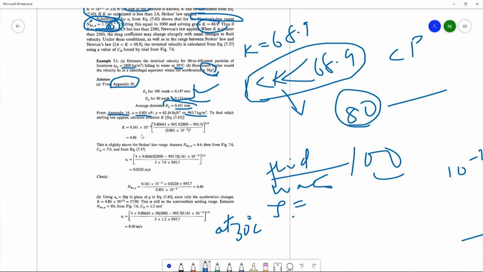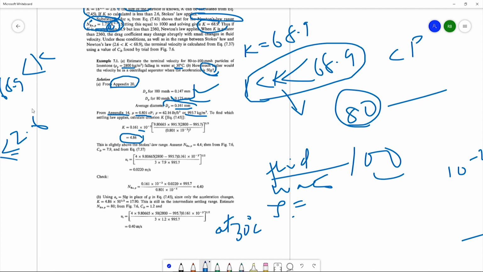If you calculate the K value, you just put in the diameter and use that equation. You will get K equal to 4.86. Now, what was the range? If the K value is less than or equal to 2.6, it is the Stokes regime. If K is greater than 68.9, it is the Newton's law regime. But this 4.86 is in between these two, so it is neither Stokes regime nor Newton's law regime. So what will you do now?